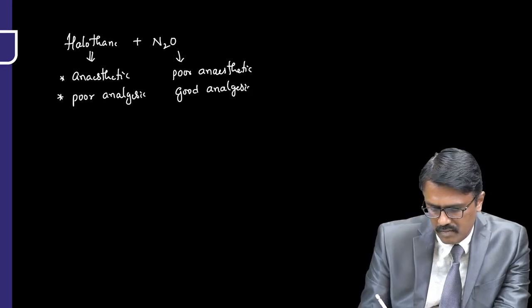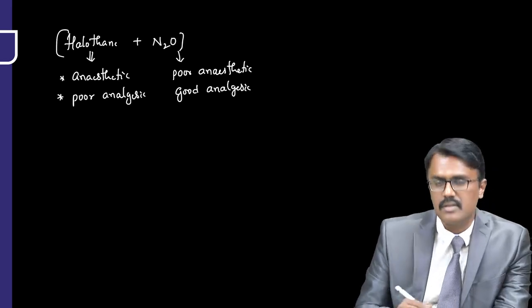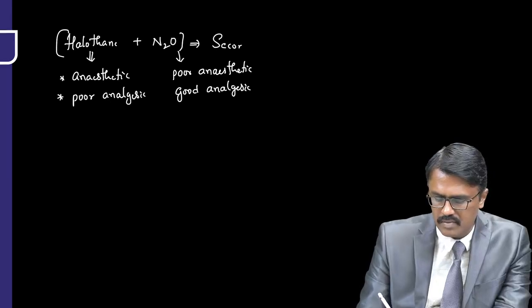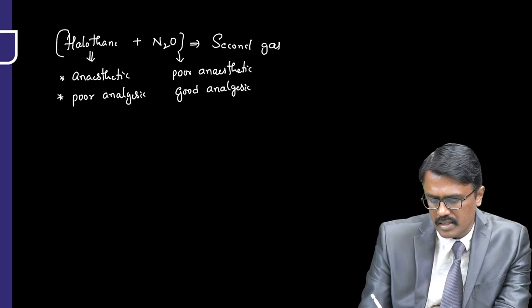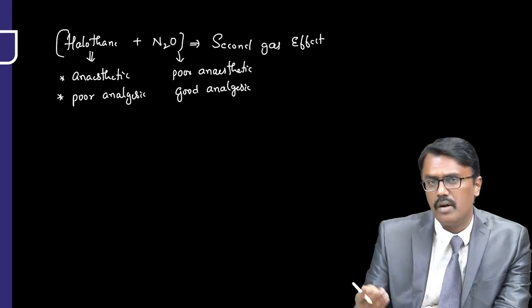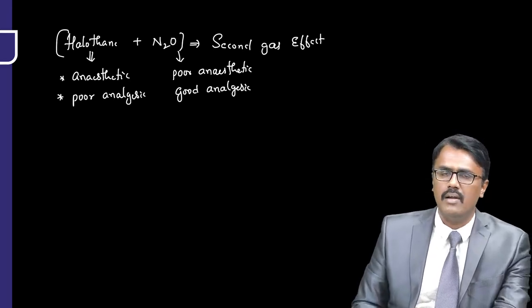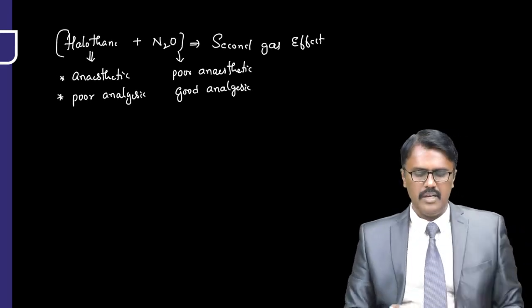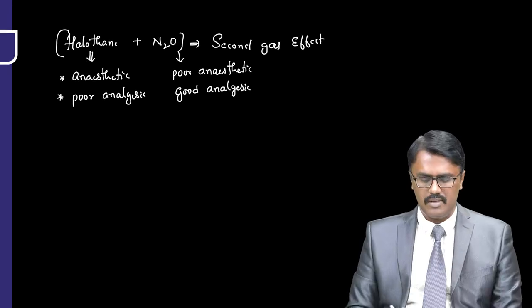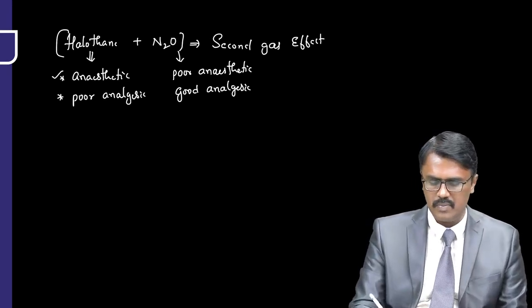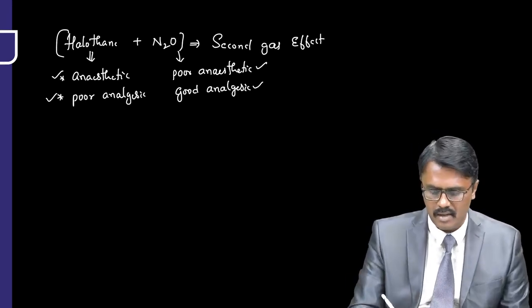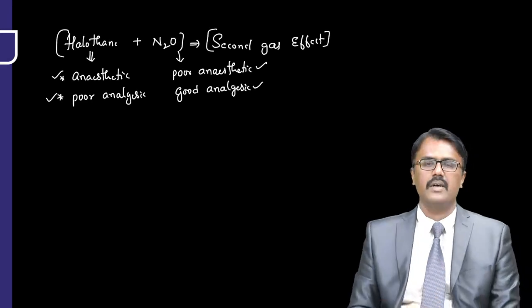So that's the reason when we combine them, they complement each other, and there is an effect called the second gas effect. The second gas effect will help halothane to be drawn inside the lung, and halothane will also enter easily and cause anesthesia. So that is the advantage of combining halothane and nitrous oxide. This is a good anesthetic but a poor analgesic, this is a good analgesic, so that will compensate, and you see the second gas effect. That's the advantage. Now moving on to the next one.